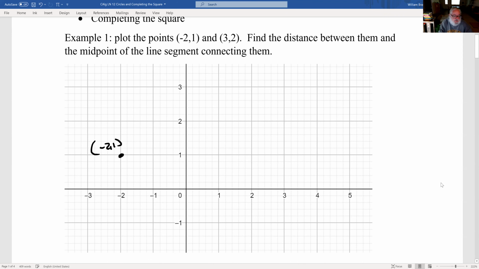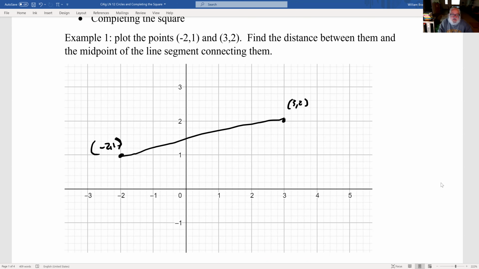X is -2, y is 1. And 3, 2 is up here. So we can connect them with a line segment. And we want to know two things about this line segment. How long is it and what's the midpoint of it?